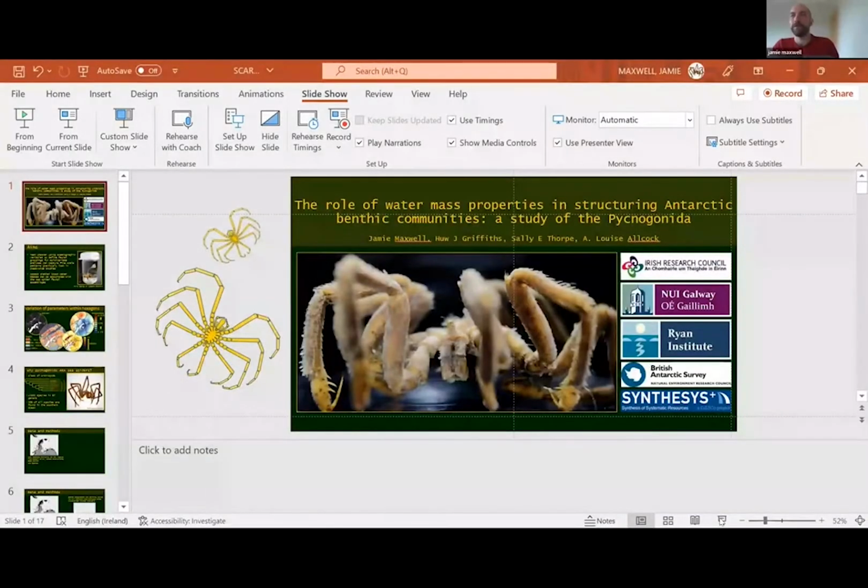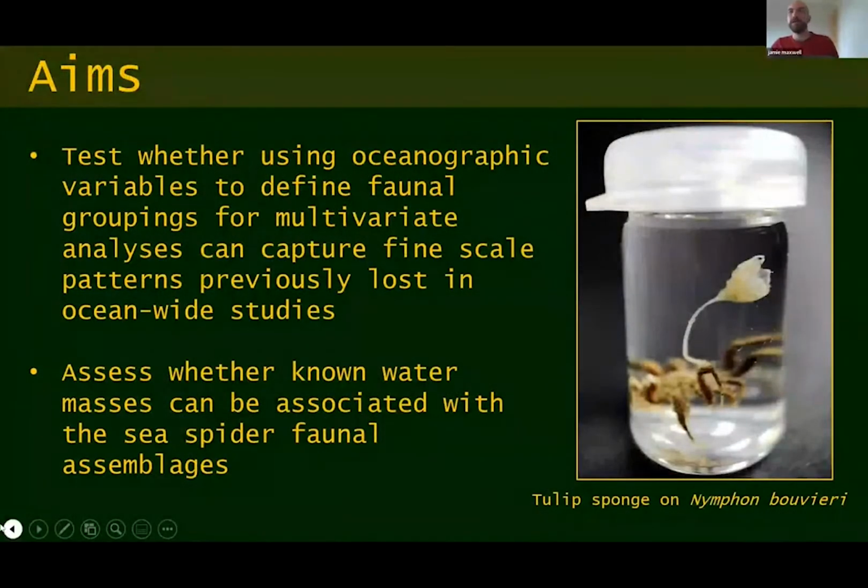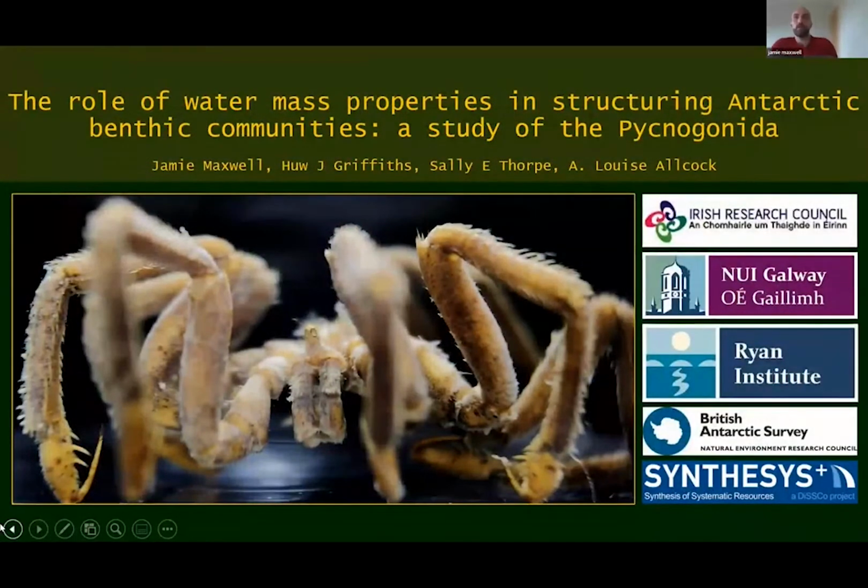Okay, hello everyone. As you know, my name's Jamie, and I'm here to talk about the role of water mass properties in structuring Antarctic benthic communities, a study using pycnogonids.